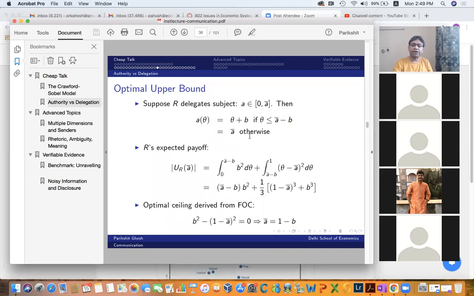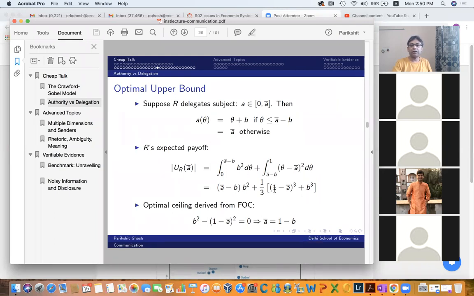Now, given this is going to be the choice rule of the sender, we can calculate the expected payoff of the receiver, right? And in doing that calculation, we have to have two parts to the integration. One is in the range 0 to a bar minus b, because in this range, the first line, the action choice is theta plus b. That is the relevant one for this range. And for this higher range of thetas, going from a bar minus b to 1, the cap is binding for those values of theta. And so when we are doing the integration, we have to take the action choice to be a bar, not theta plus b, but a bar. So you break it down into these two parts and you do the integration, and then you get an expression, which is this, right?